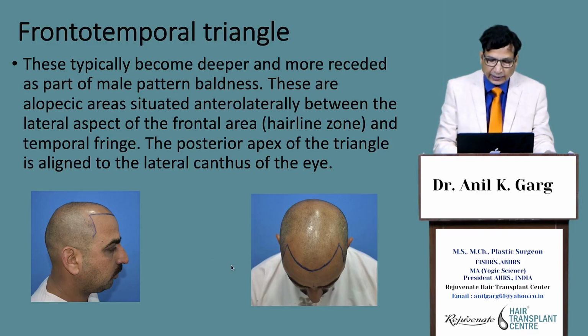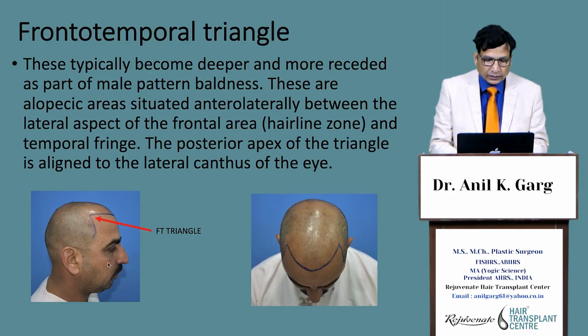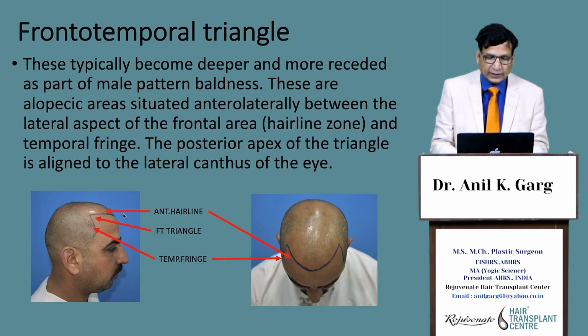This is the hairline, this is the frontotemporal triangle, this is the anterior hairline, and this is the anterior border of the temporal fringe. So this is situated between the anterior hairline and the lateral portion of the anterior hairline. Between the lateral portion of the anterior hairline and the anterior superior border of the temporal fringe lies the frontotemporal triangle, and where they both meet, it forms the angle.